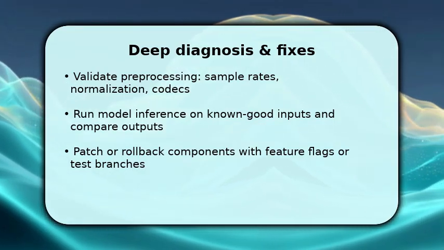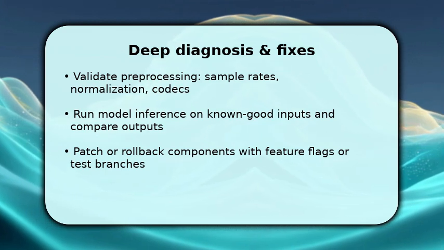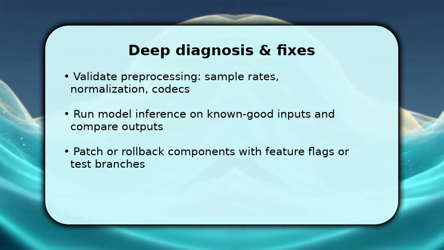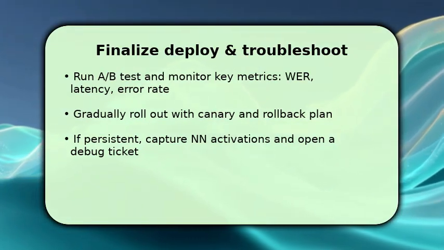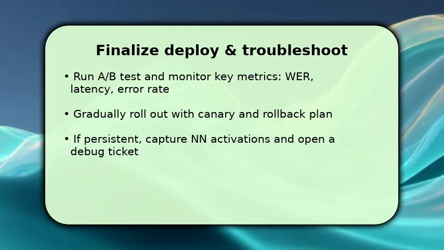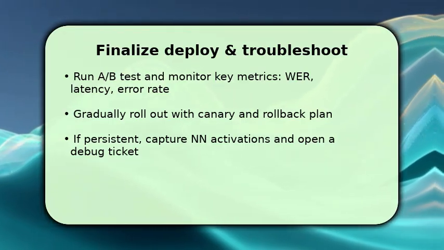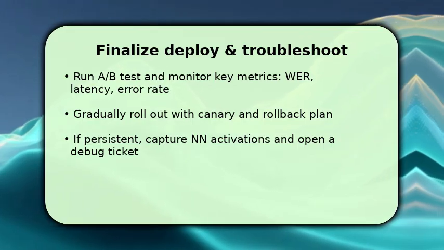flag so you can roll back quickly. To finish, run an A/B test comparing the patched pipeline to the baseline and watch WER, latency, and error rates closely. Gradually roll out the fix via a canary release and keep a rollback plan ready in case regression appears.